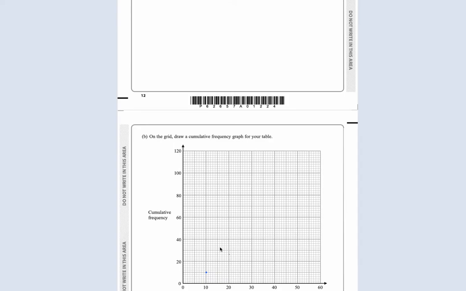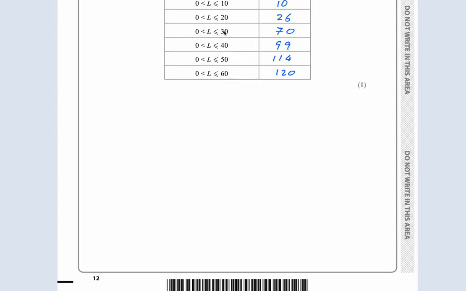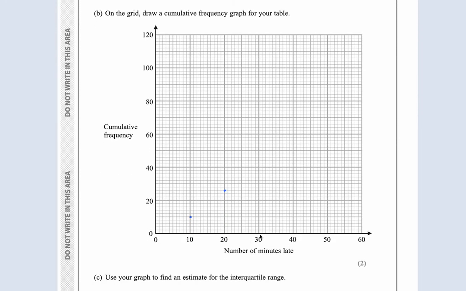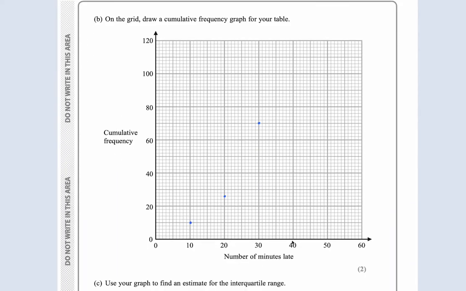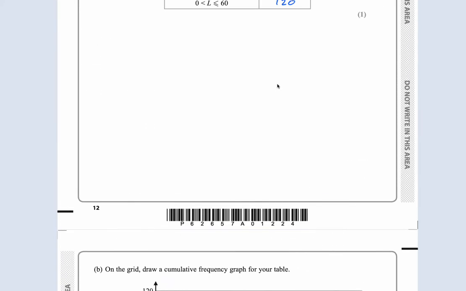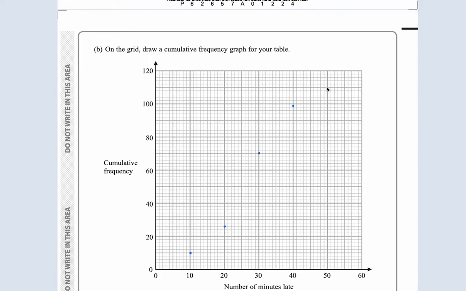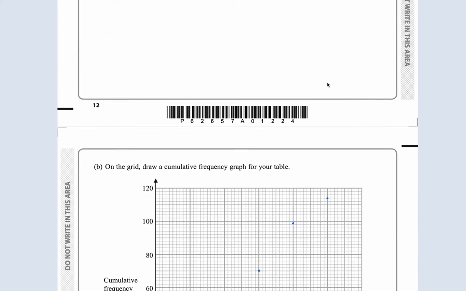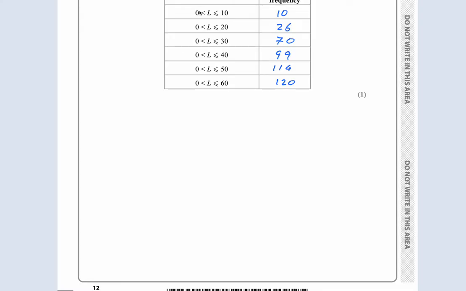Okay, I might actually zoom in, because I have to scroll up anyway. It says 20, 26. Next one, 30, 70. 40, 99 would be in between these two. Try and be as accurate as possible. 50, 114. And 60, 120. Okay, I have to start from 0, guys, because here he starts from 0 at that point.